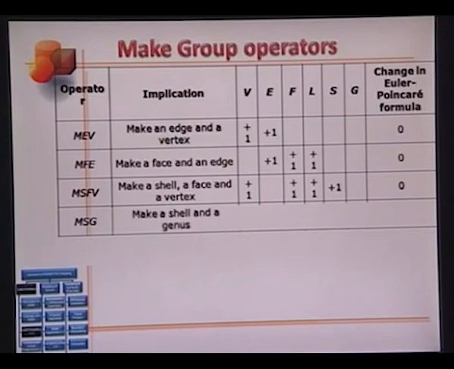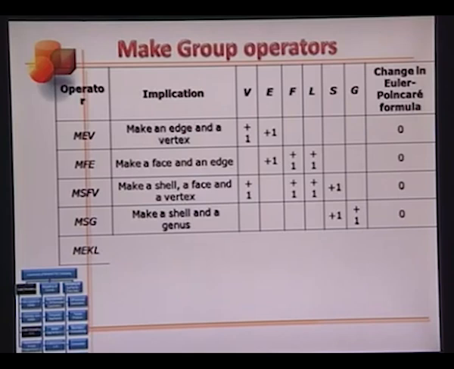MSG, make a shell and a genus. No change in the number of vertices, in the number of edges, in faces and in loops, but the number of shells increases by 1, and so does the genus value. Again, there is no change in the formula.